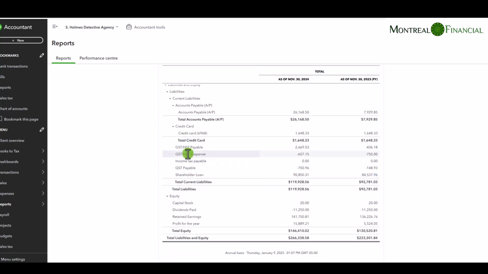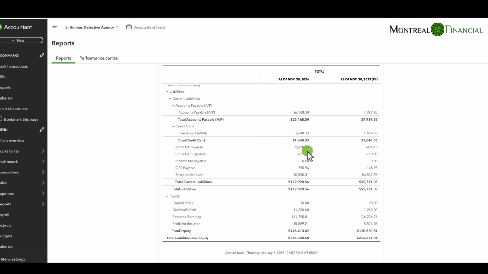We have 3 sales tax accounts here: the GST HST payable, the GST HST suspense, and QST payable. So the GST HST payable is essentially what is owing before you file the return in QuickBooks.